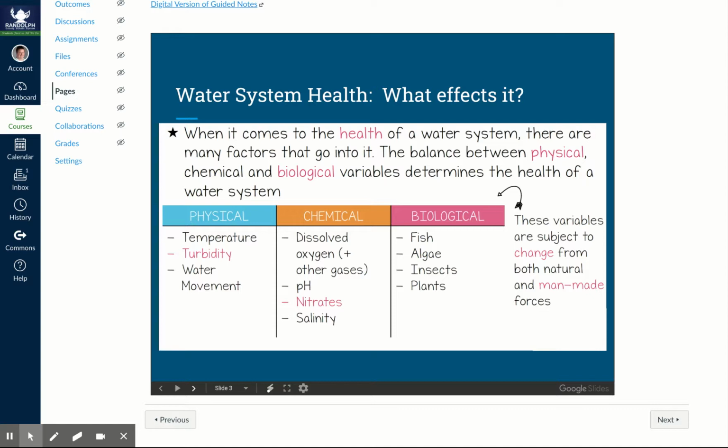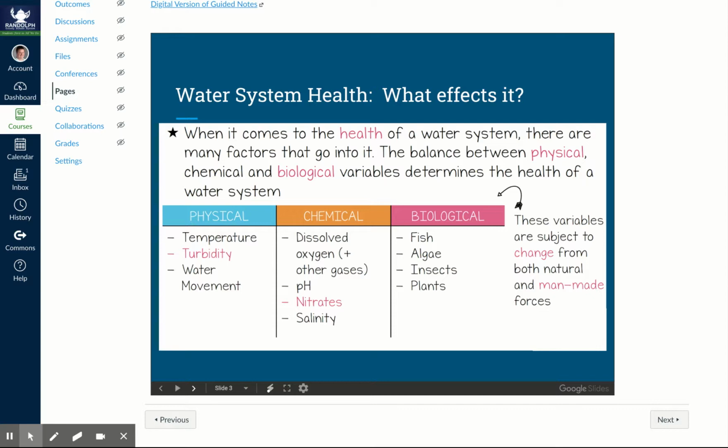When we're looking at physical variables, we're looking at temperature. Not necessarily in terms of is it hot or cold for us as humans, but how much heat is in it for the plants that live there, for the animals that live in the water system? Because all of that affects the amount of nutrients that are in there. The temperature of the water affects the amount of nutrients that are in the water and how much can be in the water. So we're going to look at temperature. We're going to look at turbidity.